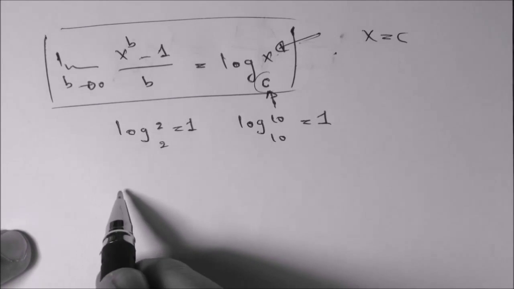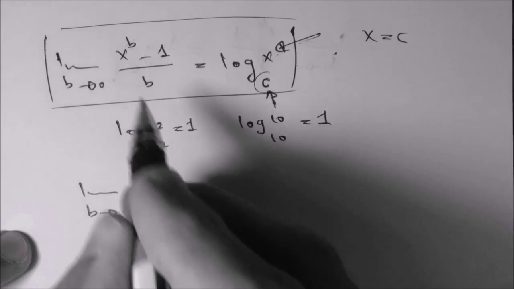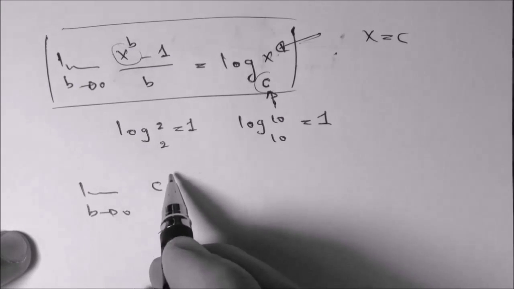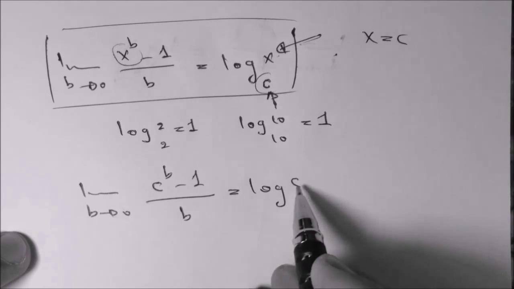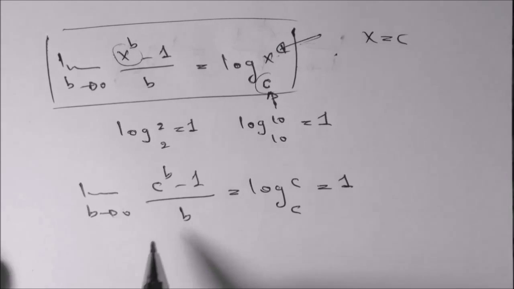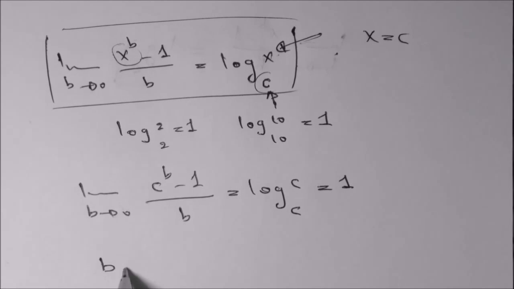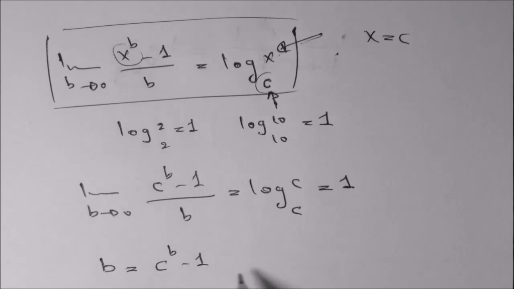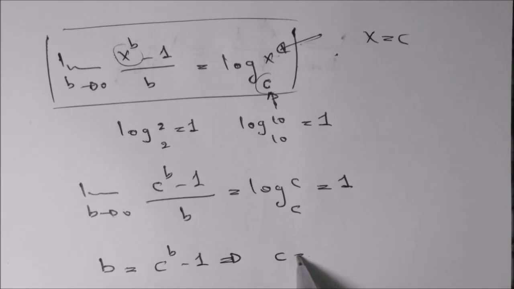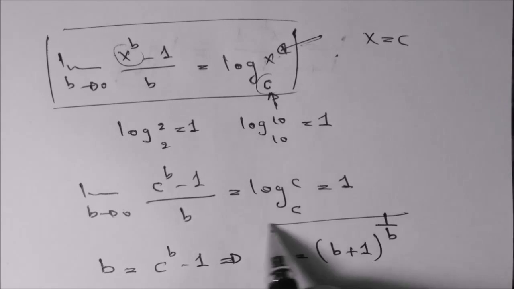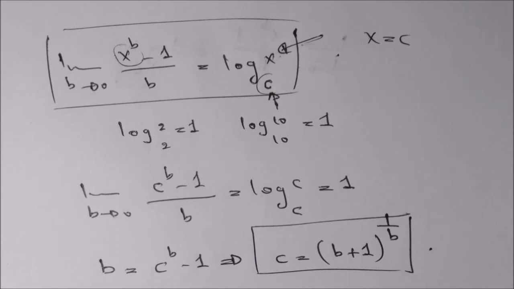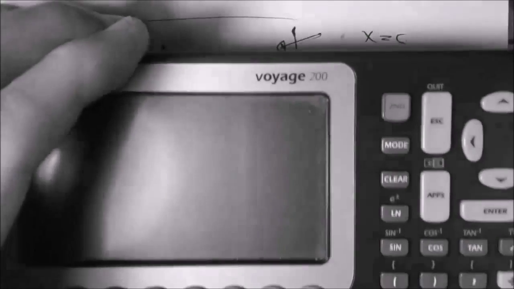So we have limit b approaches 0 of c to the b minus 1 over b equals log c to the base c, which is 1. So we have b equals c to the b minus 1, which leads us to c equals b plus 1 raised to the power of 1 over b. Now to find the value of c, I'll use the calculator to show you.